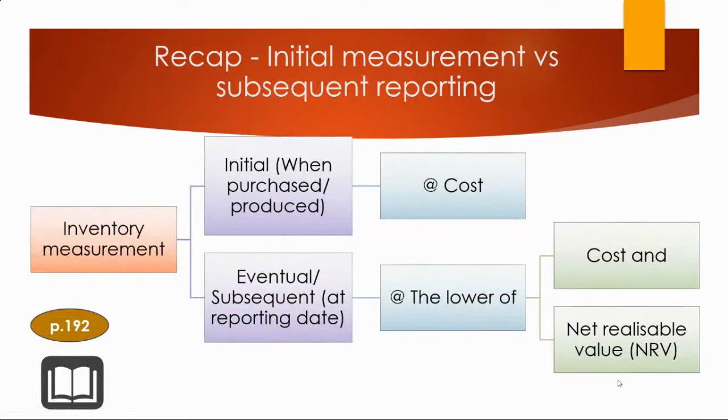Then we have to be very careful to read what information they provide us. Are we busy with the initial or subsequent reporting? Because initially you would record inventory at cost, so whatever you paid for it, and subsequently, meaning at year end, the reporting date, you would record it at the lower of cost and net realizable value. Now, net realizable value, just to recap, is the selling price less any cost that you have to incur in order to sell that product. So basically your market value is what your net realizable value would be.